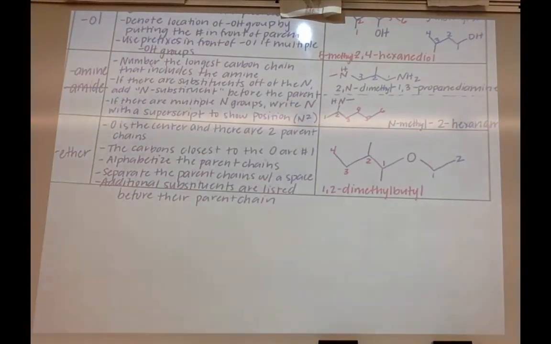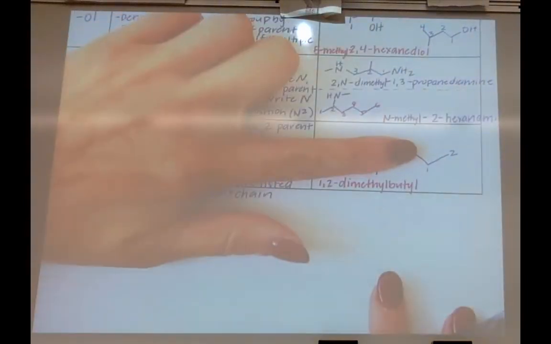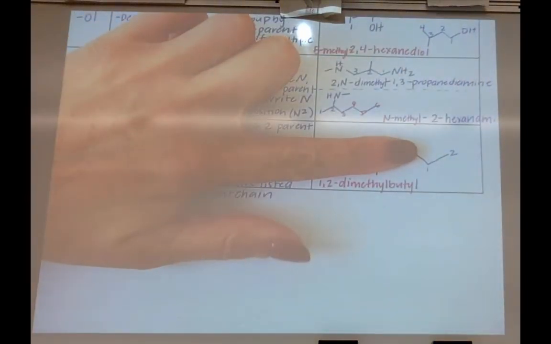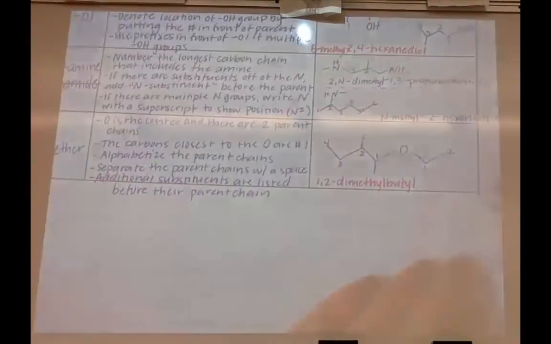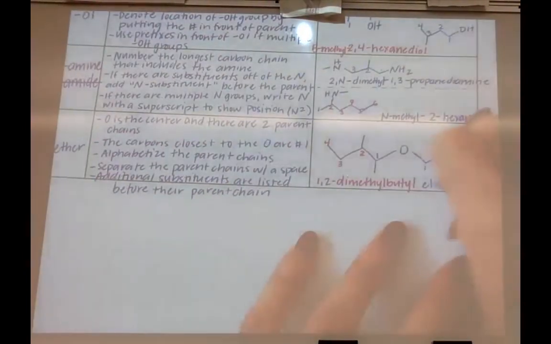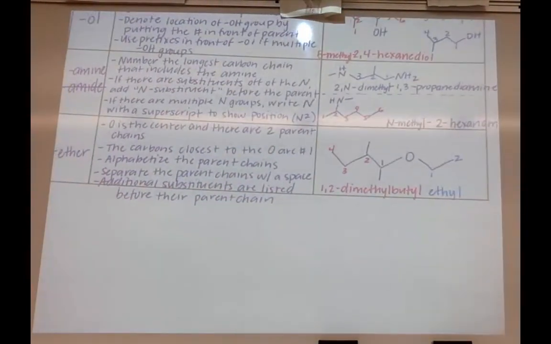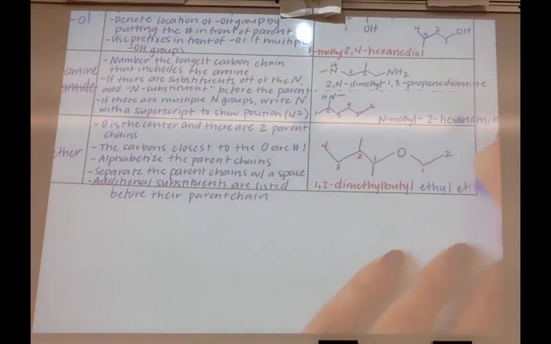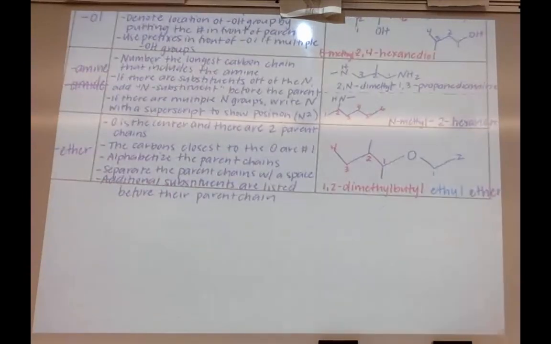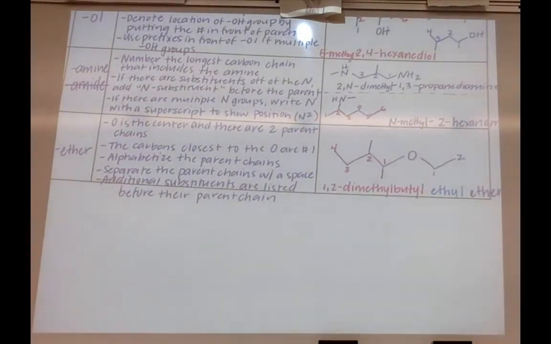Okay, let's act like this part's not here. What's 2 carbons? Right, ethyl. All right, so I'm going to put a space between my 2 parent chains. It's ethyl, because yes, these are 2 parent chains, but they're substituents off of the ether. Now the last part of this name is you just add ether. So 1,2-dimethylbutyl ethyl ether.